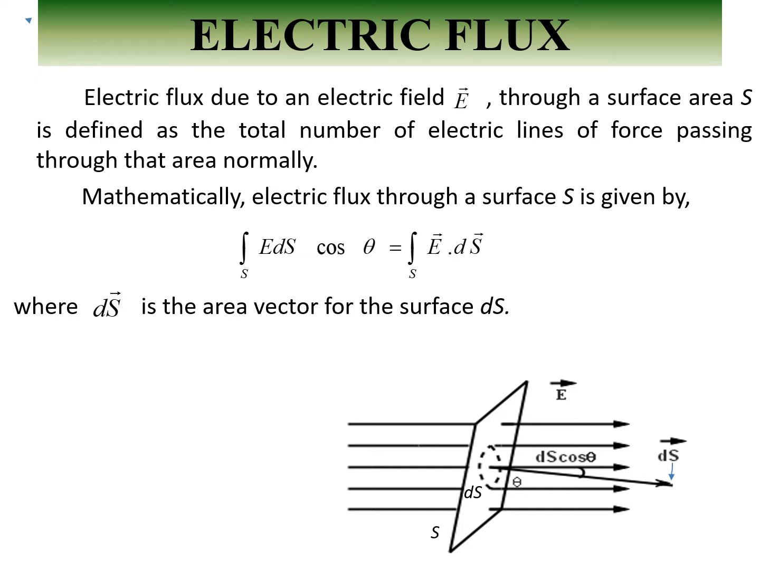Then mathematically, electric flux through a surface S is given by integration over the surface S E ds cos theta, or it is represented as integration over the surface S E vector dot ds vector. Here ds vector is the area vector for the surface ds, and we can see here that the electric field vector and the area vector are making an angle theta with each other.